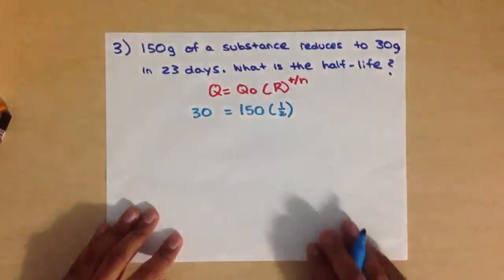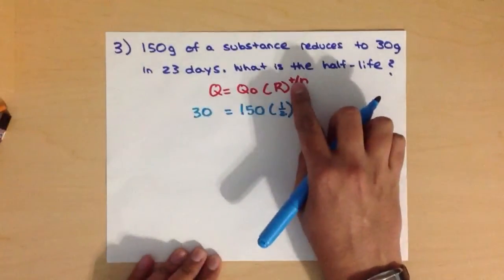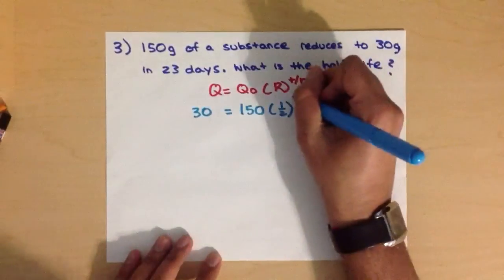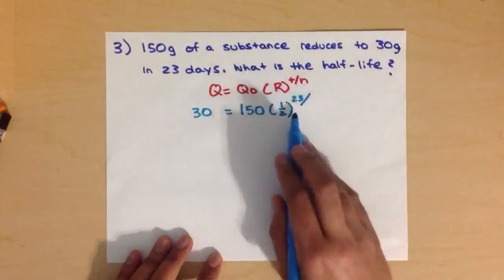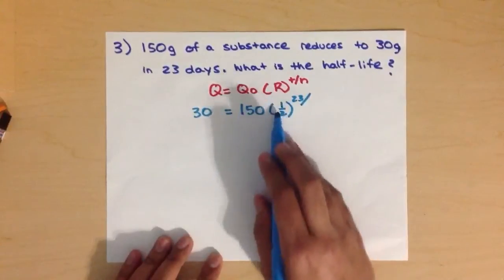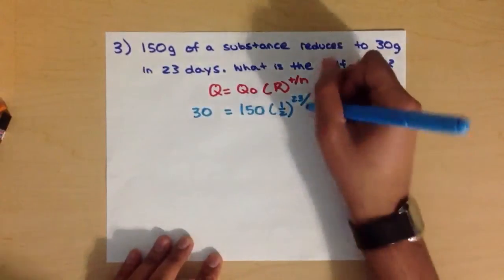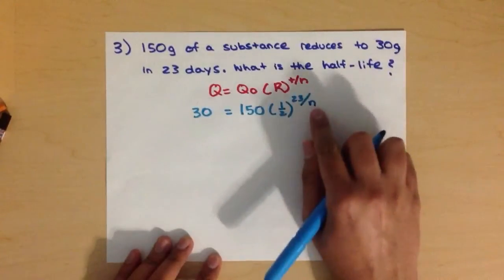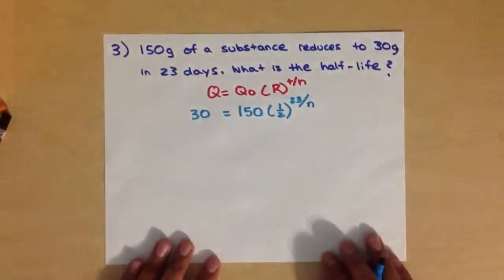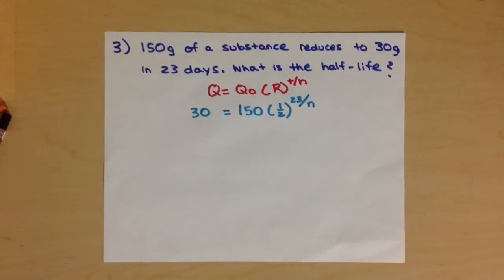Okay, so far. And now T is the amount of time that they specify in the question. T is 23 days. And N is the number of days it takes to reach half of it, which is the half-life. Oh, wait, that is the question. It's asking what the half-life is, so it's actually asking for what that N value is. We're trying to solve for that. So we're going to use the same procedure as we did in the last question, and that's how we're going to solve this one as well.